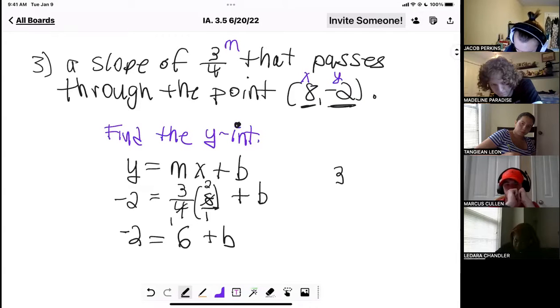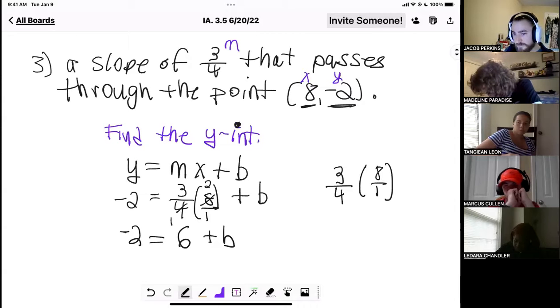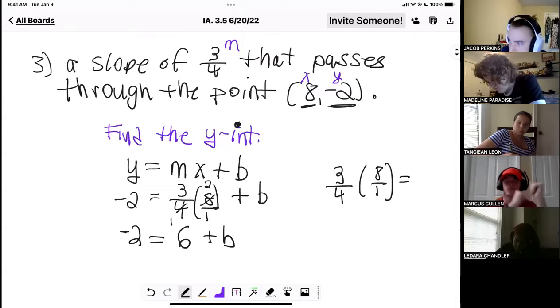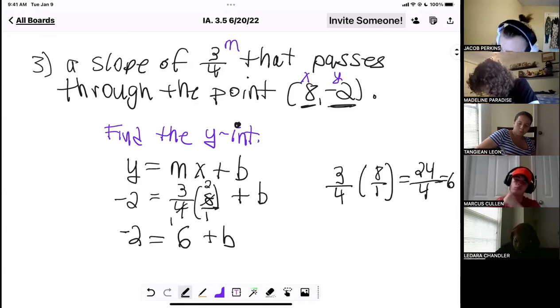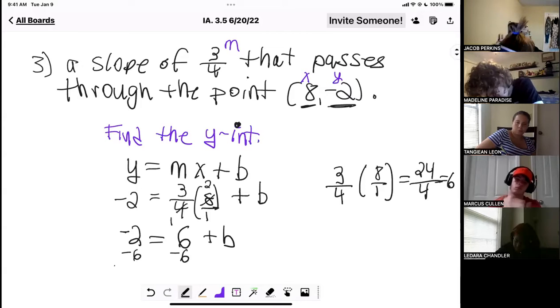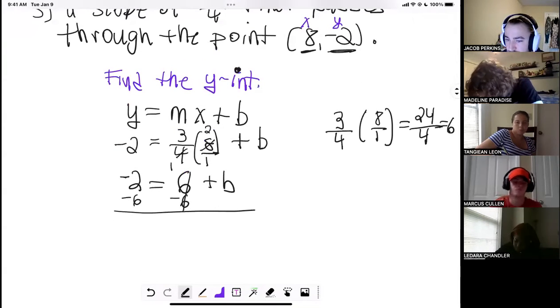If you don't like cross simplifying, hopefully you worked on it in Dev 1 or you've done it before. If you don't like cross simplifying, that's fine. Just multiply across the top and across the bottom, and then you can simplify, you'll get 6. And then I just subtract 6 on both sides. And I know that my B is equal to -8.